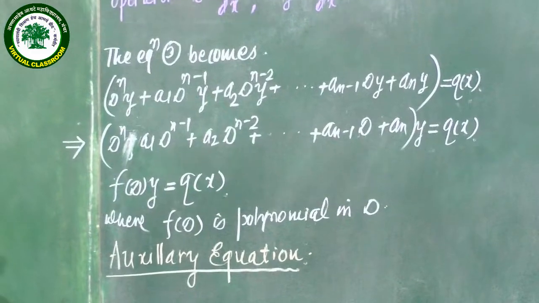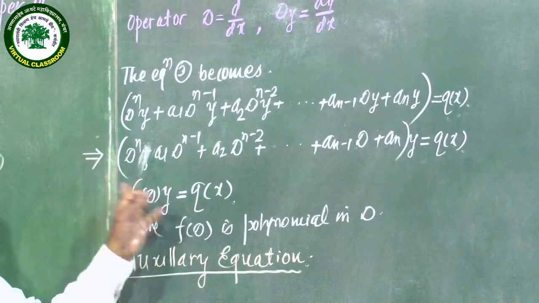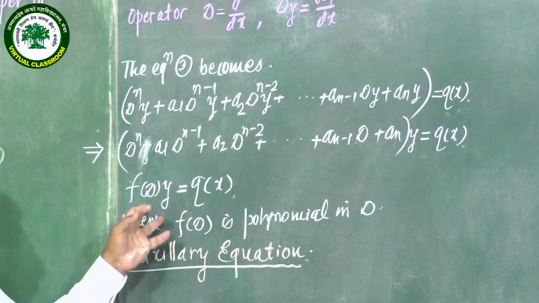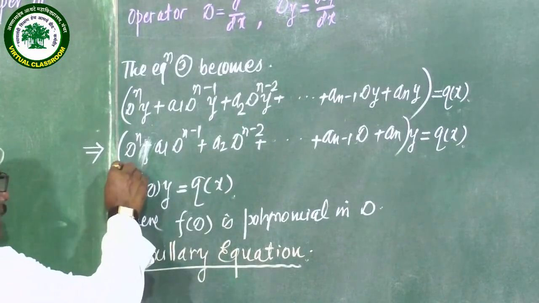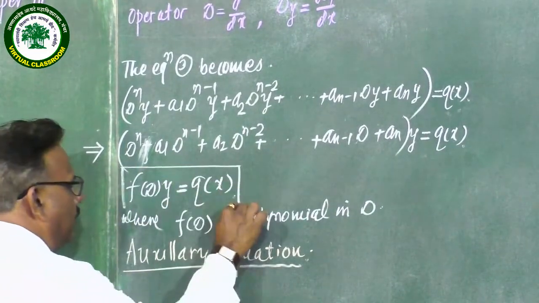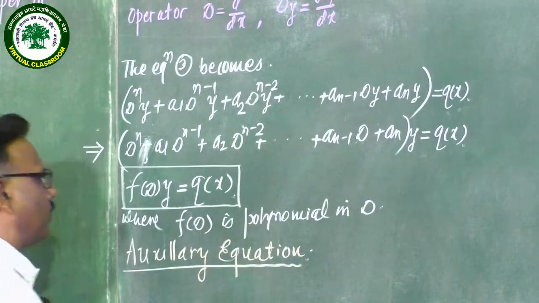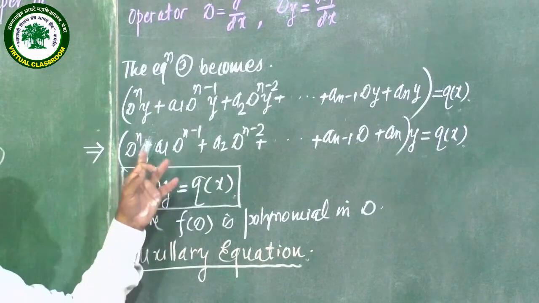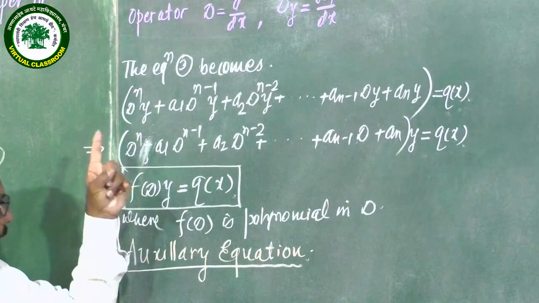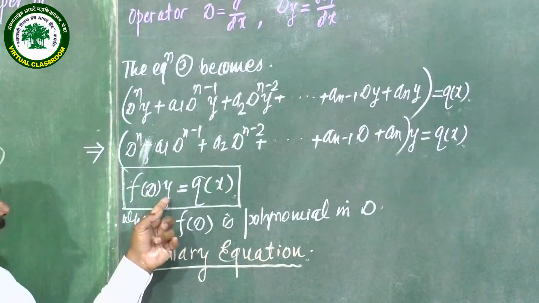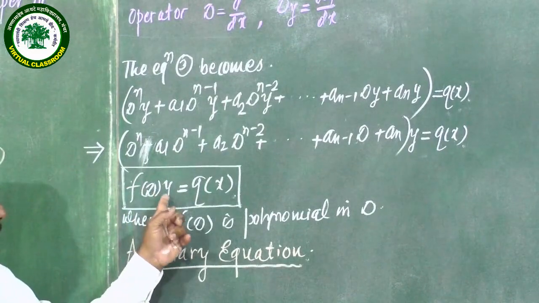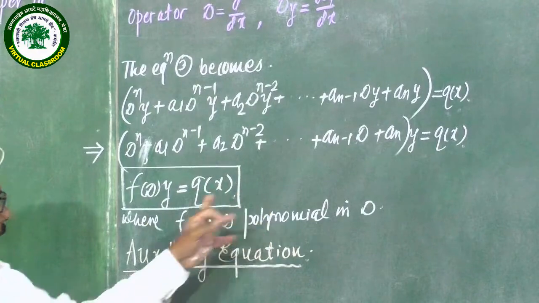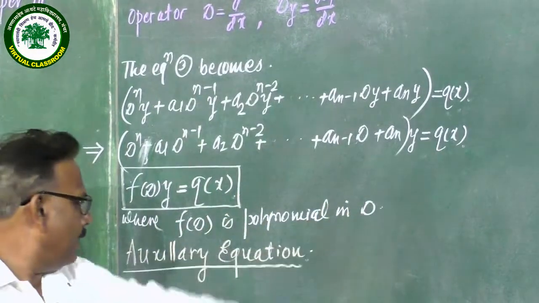This bracketed quantity is known as a polynomial in D. It is an nth degree polynomial in D, and this differential equation is written in short form, that is f(D) y is equal to q(x), where f(D) is a polynomial in D of degree n, which operates on y, and q(x) is the right hand side, which is again a function of x.